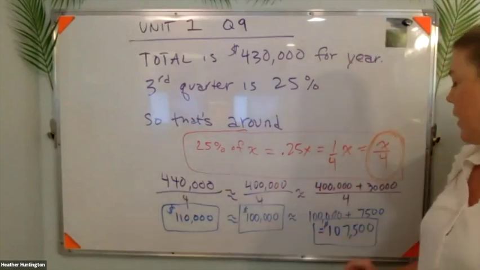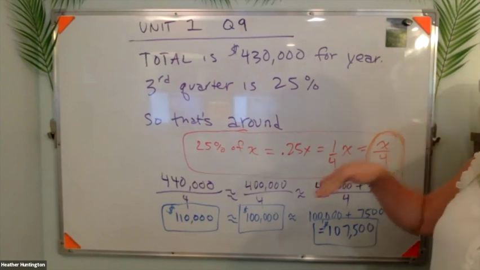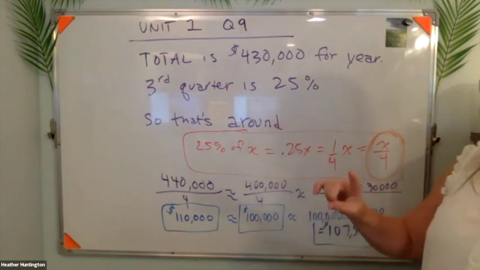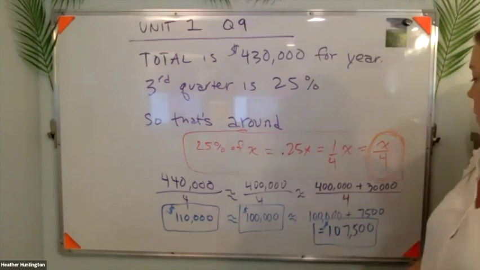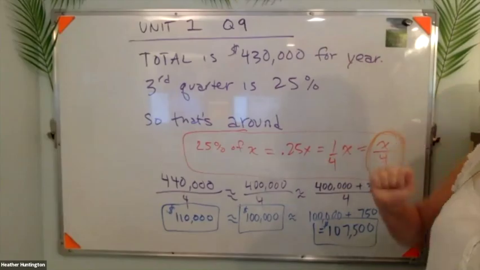Okay, this one is just 100,000. And so on. You can break this up so that you have the 100,000 and then 30,000 divided by 4. In my head, I divide it by 2 and then I divide it by 2 again. Because if you divide something by 2 and then divide it by 2 again, that's the same as dividing it by 4.